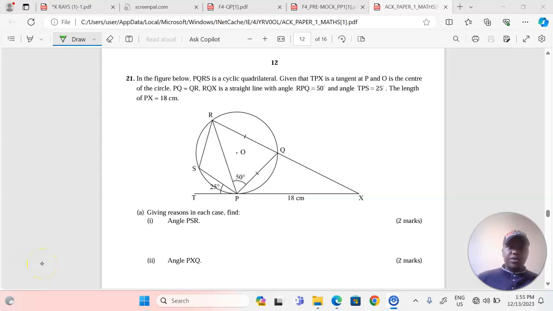Thank you for joining this lesson. We're going to discuss a mathematics topic, that is angle properties of a circle together with chords and tangents.